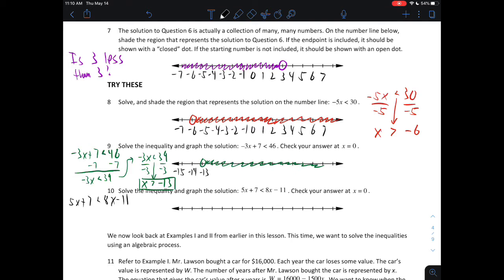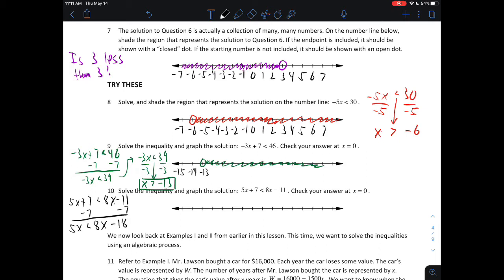I'm going to make a choice. I want the things that aren't attached to x to just be on one side. So I'm going to move the 7 by subtracting, because that's the opposite of plus 7. All right, I'll do that first. 5x then is left on the left-hand side, less than 8x, because nothing's happening to the x's on the right-hand side. And then negative 11 minus 7 is negative 18.